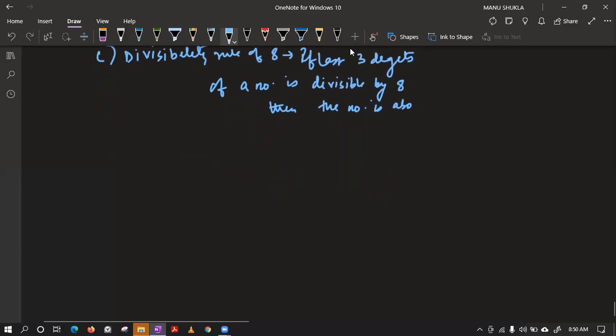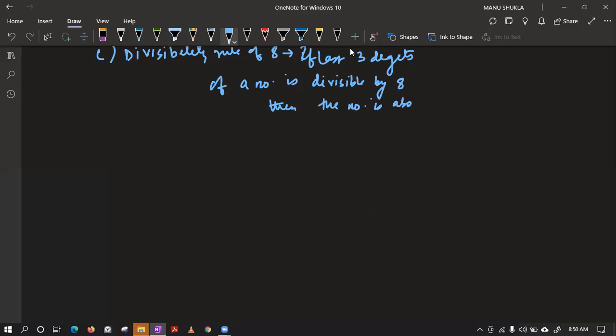Now the next group is of 3, 9 and so on. Sir, when will we learn about the divisibility rule of 7? The rule of 7 I will tell you separately, because that is not easy to understand. These are the most used ones. Okay.